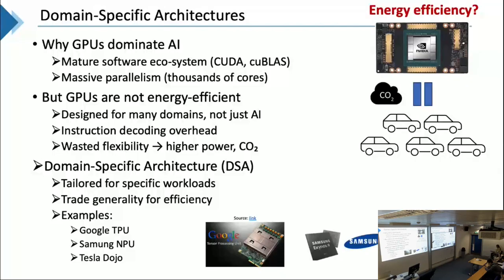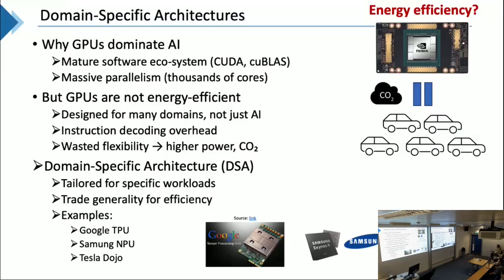Some people might be confused. Now we already have GPU for AI. Why do we still need a domain-specific accelerator or customized accelerator for AI? The reason behind this is energy efficiency. The GPU consumes a lot of energy when doing AI training and inference.